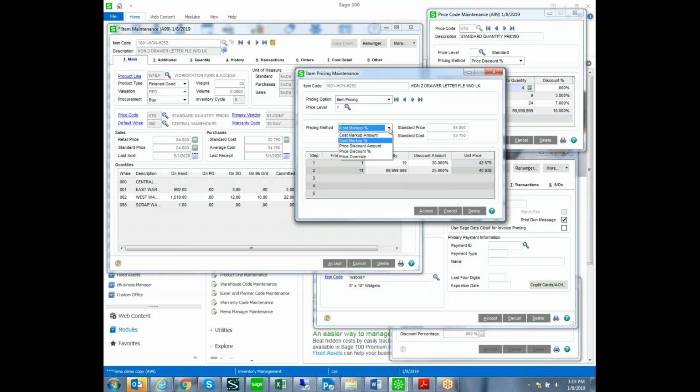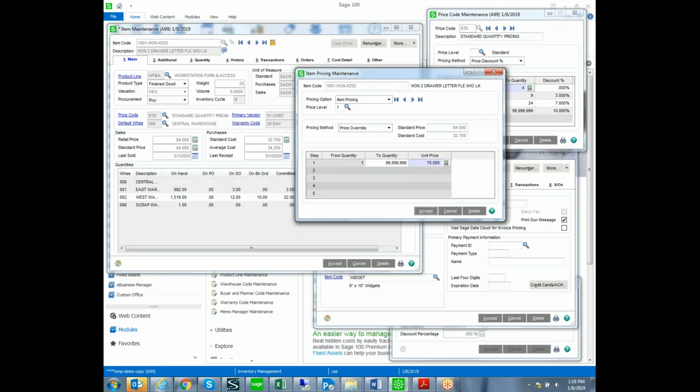So when we're looking at the pricing for a specific item, the difference is that you still have the cost markup amount and markup percentage. You still have the price discount amount and price discount percentage, but you also have a price override, and it's overriding because it applies to one specific item. And so we'll select that price override, and it again defaults to what the price code maintenance is. But in this case, we want to set our price override being for any quantity this customer has negotiated a very specific price of $75.